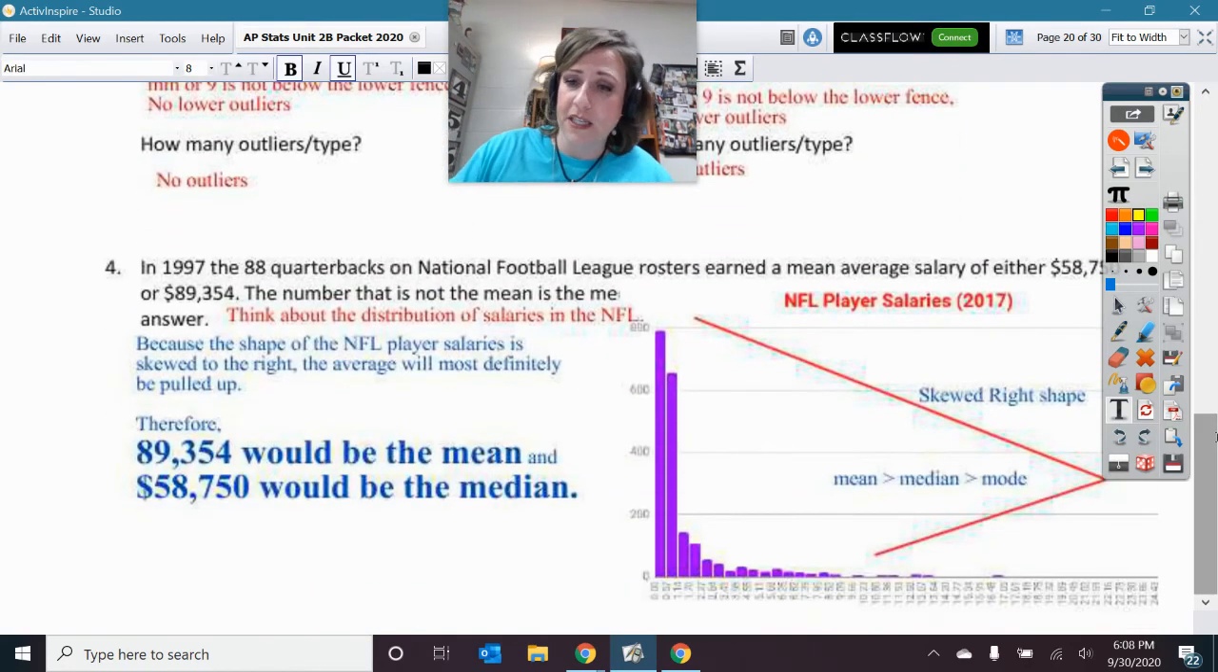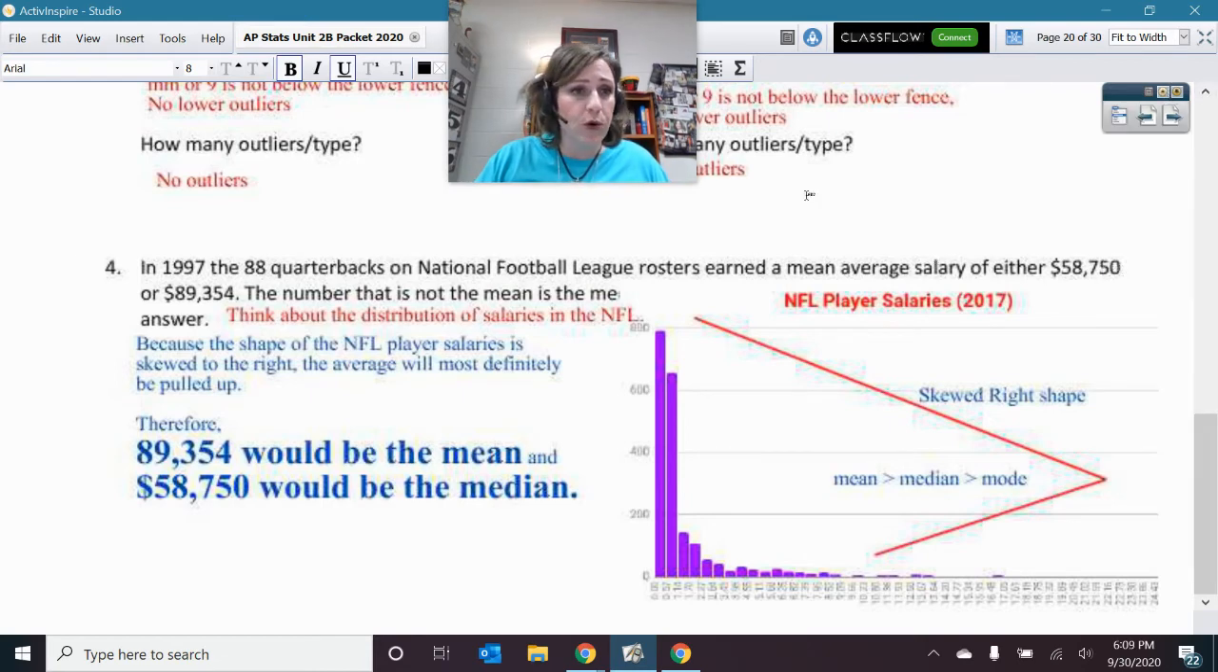Now, this was an interesting one. Here we were wondering, based on these two numbers, 58,750 and 89,354, which one is the mean and which one is the median. I pulled a picture from the 2017 NFL salaries just to show you. Here is the salary schedule of the players, and you can see that it is skewed right because you have a few way upper outliers. This skewed right shape gives us the mean being greater than the median, which is greater than the mode. Therefore, the 89,354 is the mean, and the 58,001 is the median.